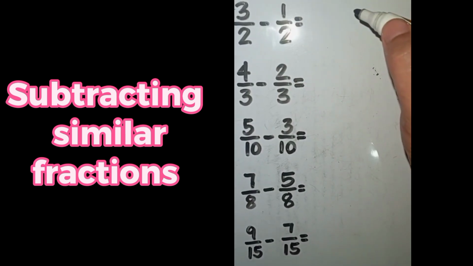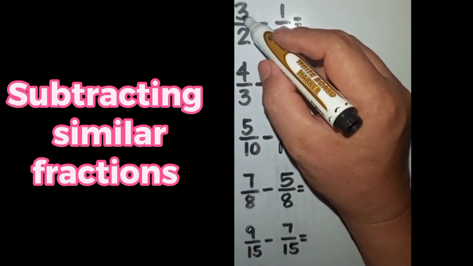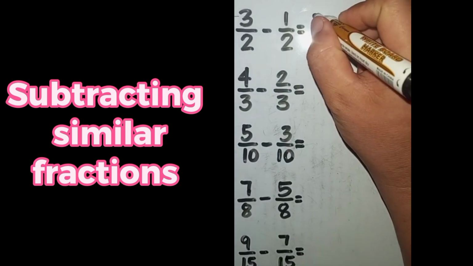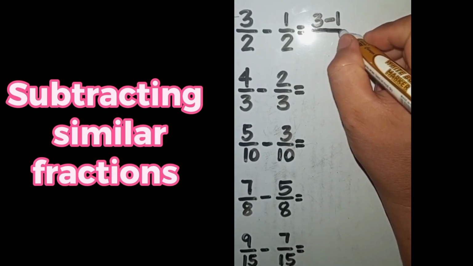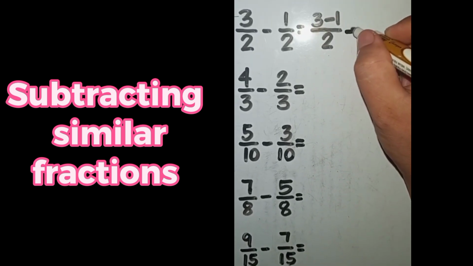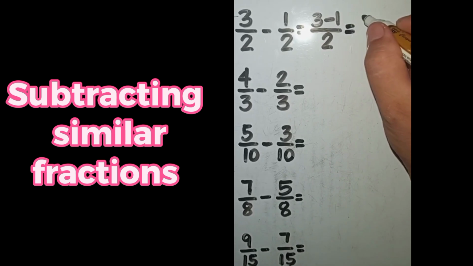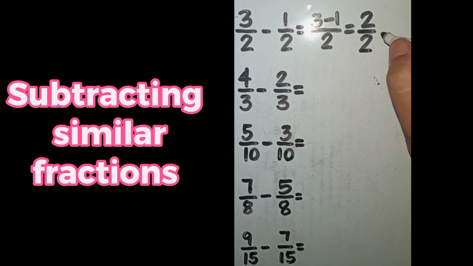So all we need to do is simply subtract their numerators, 3 and 1. So 3 minus 1 all over 2. That is equal to 3 minus 1, which is 2 over 2. Simplify 2 divided by 2, that is equal to 1. So 3 halves minus 1 half is equal to 1.